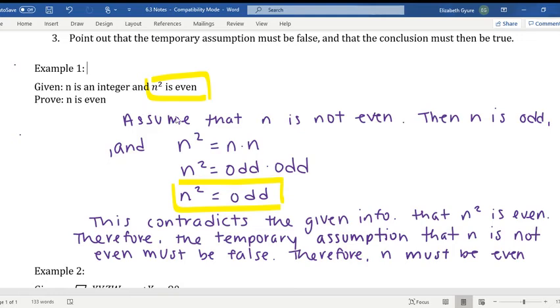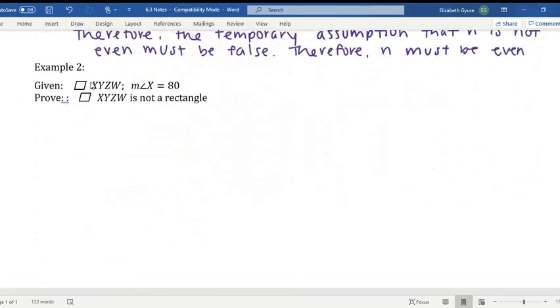Assume that your conclusion is not true. What does that then tell you? What can you then state from there? Show that it contradicts the given information, and therefore basically state that that's impossible. And the original conclusion must be true. All right, let's look at that with another one.